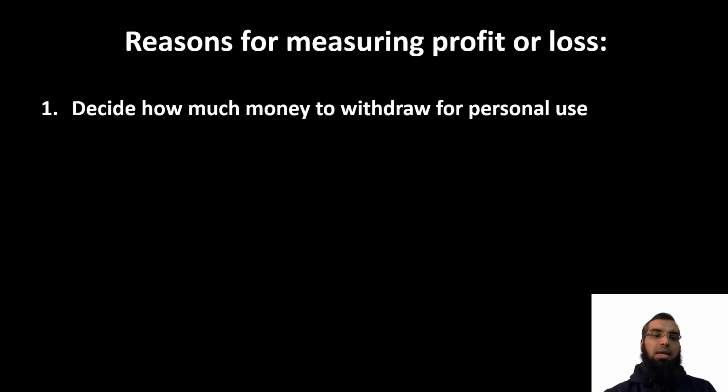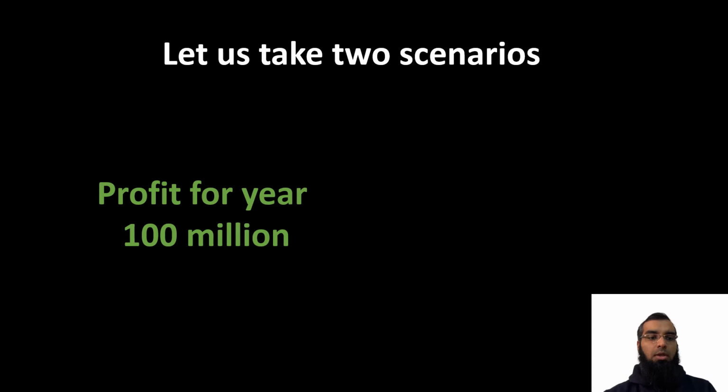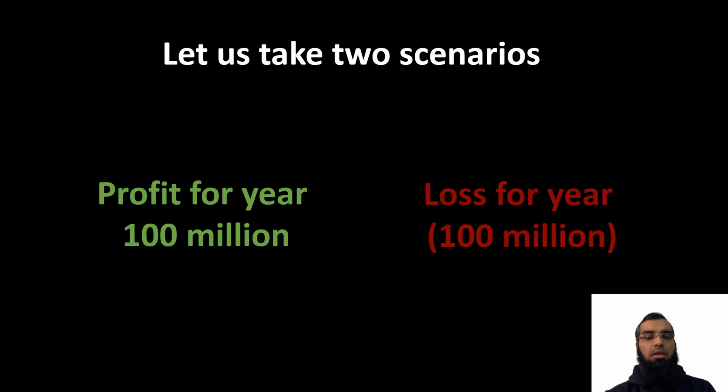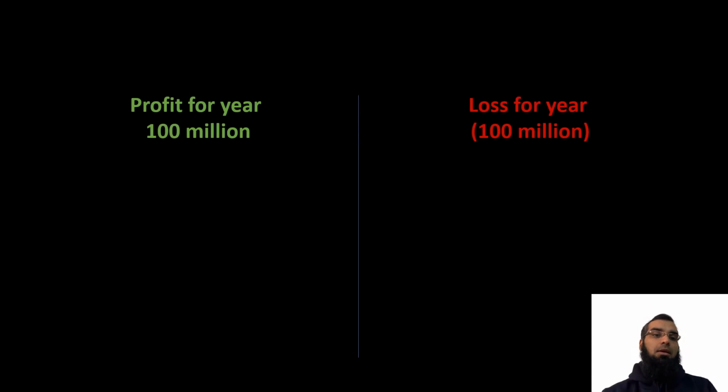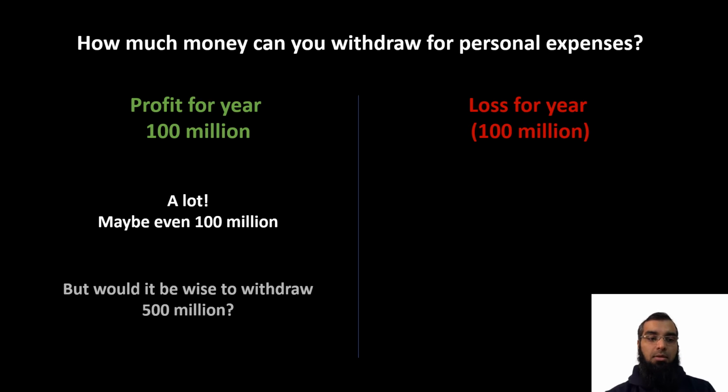We want to decide how much money we can withdraw for our own personal use. So let us continue with our example of a pizza restaurant. Let us take two scenarios: one in which we have a profit of 100 million and another in which we have a loss of 100 million. Now, in case we have a profit of 100 million, how much money can we withdraw for our personal use? A lot. Maybe we can withdraw the entire 100 million.